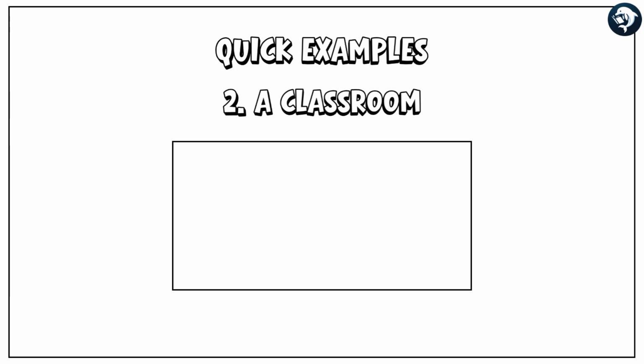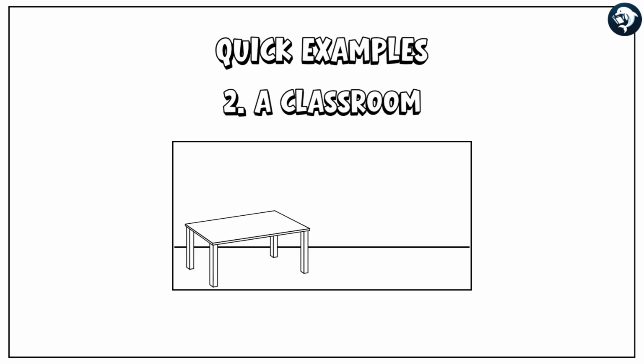A classroom. Draw a horizon line. This becomes the wall. Add a rectangle for a desk. Draw a simple chalkboard on the wall. And you're done. This is clearly a classroom.